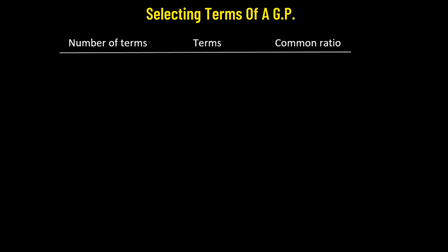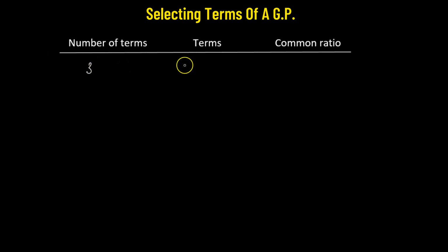So let's talk about selection of terms in a geometric progression. There will be some times when we will be required to select a finite number of terms in a geometric progression. So there's a particular way of choosing the terms. So let's say we have three numbers of terms. Then how do we select the terms?